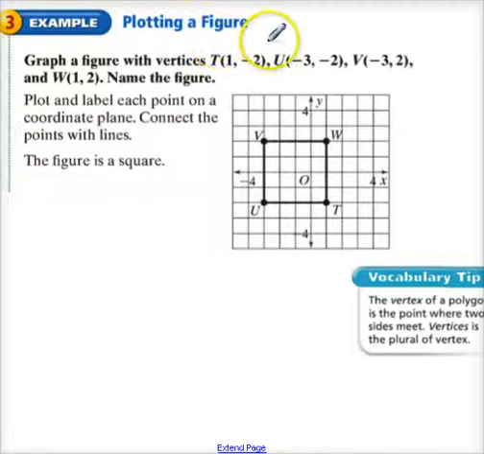Sometimes they might ask you to plot a figure. Nothing changes about how you plot. You'll just connect your points at the very end. So they said to graph a figure with vertices, meaning the corners of the figure. These were all the points that they wanted them to plot. They plotted each point, and then they connect the dots. This figure was a square. So it might ask you what shape you make.